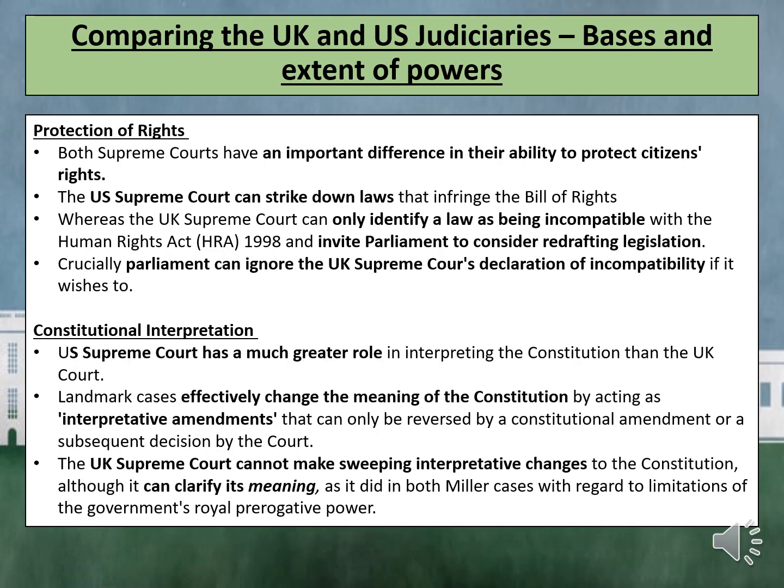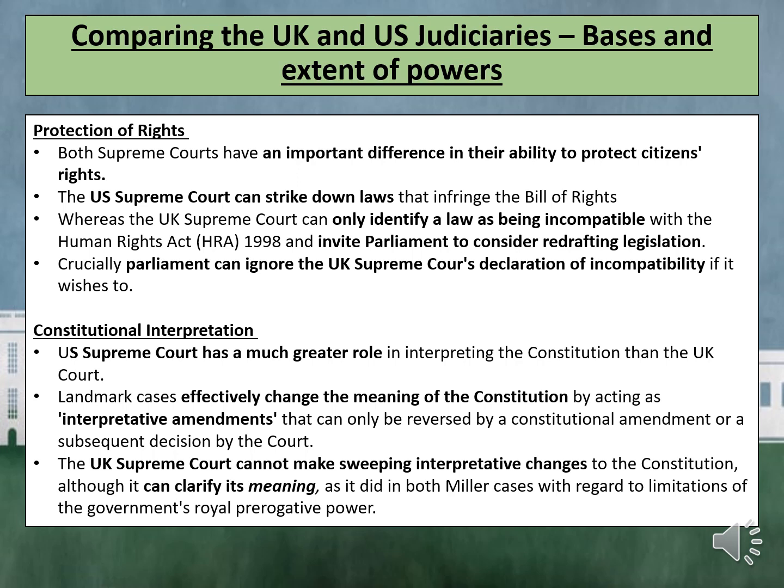Now let's look at the protection of rights. Both Supreme Courts have an important difference in their ability to protect citizens' rights. The US Supreme Court can strike down laws that infringe the Bill of Rights, whereas the UK Supreme Court can only identify a law as being incompatible with the Human Rights Act of 1998 and invite Parliament to consider redrafting legislation. Crucially, Parliament can also ignore the UK Supreme Court's declaration of incompatibility if it wishes to.